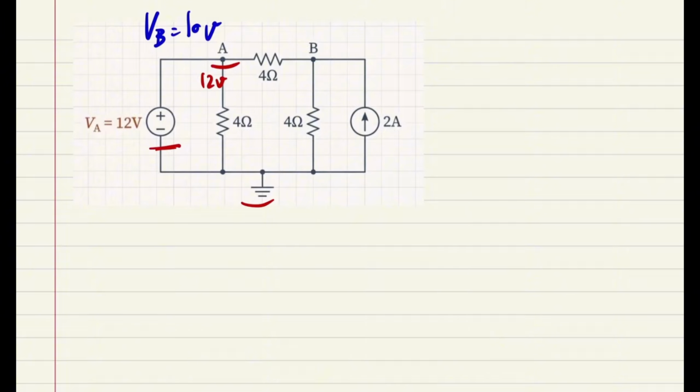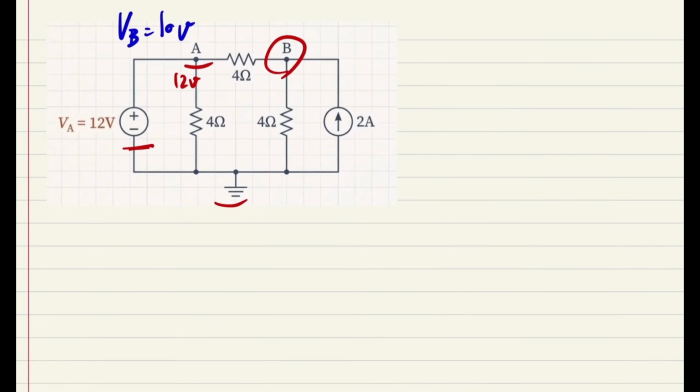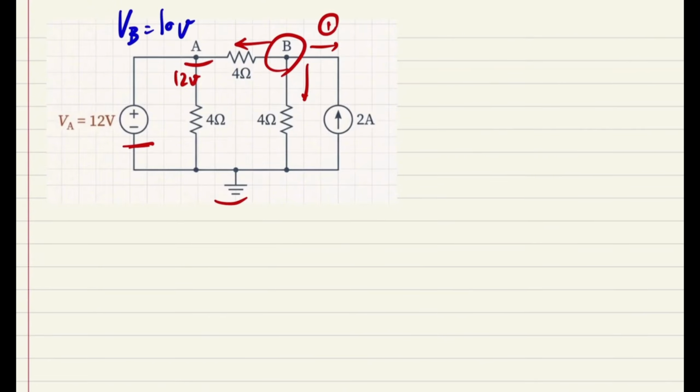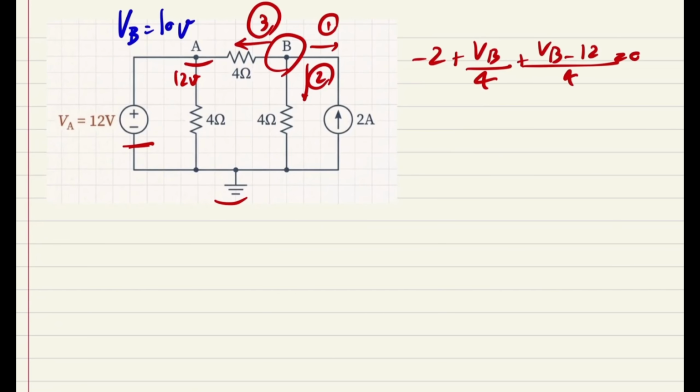I can find whatever I need by only using KCL on node B. What KCL on node B says is that all of the currents leaving the node are going to sum to 0. So what do I have as current? For example, the first one, the second one, and the third one. The first current is just the 2 amps, and since the direction is opposite, I say -2 plus VB divided by 4 plus (VB minus 12) divided by 4 equals 0, right?